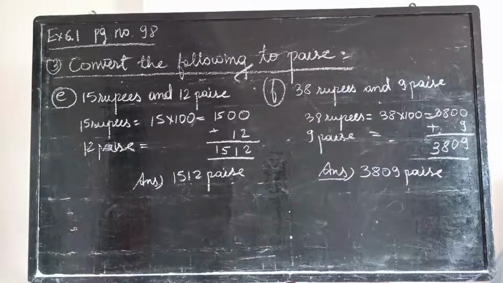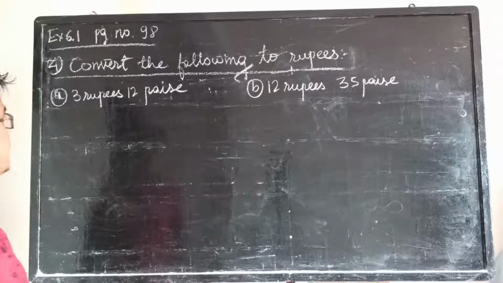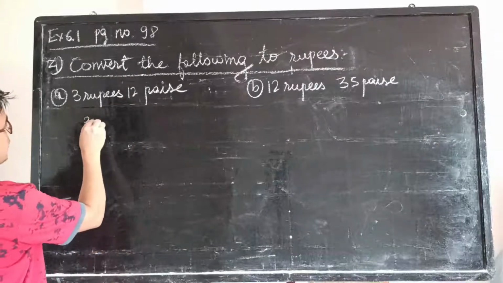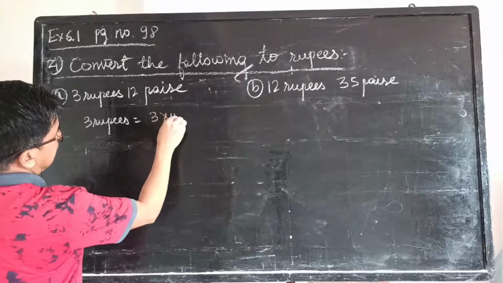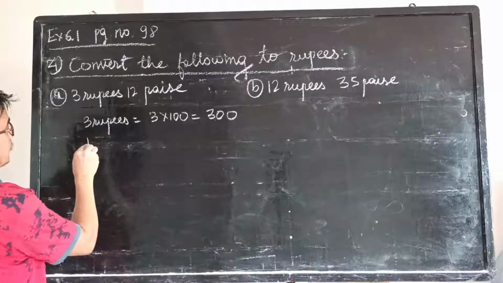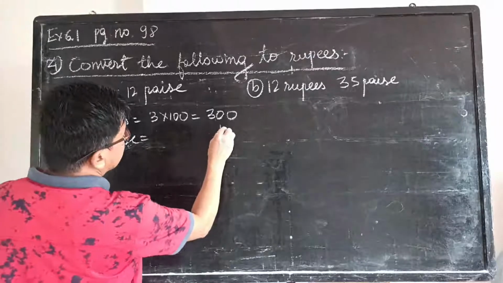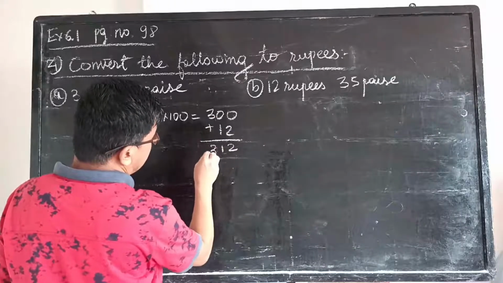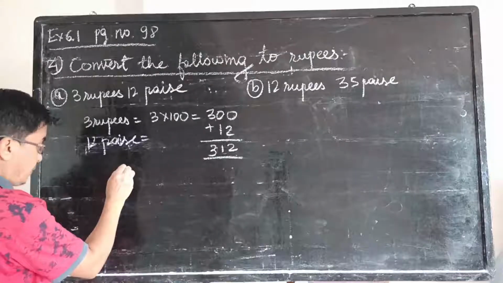Now I will do number 4. Question number 4, convert the following into rupees. Now we have 3 rupees 12 paise. We know that 3 rupees is equal to how many paise? Is equal to 3 into 100 paise, that is 300. Now you add this also, 12 paise is equal to 12 only. Now add this. 0 plus 2, 2. 1 plus 0, 1. 3 plus nothing is equal to 312 paise.